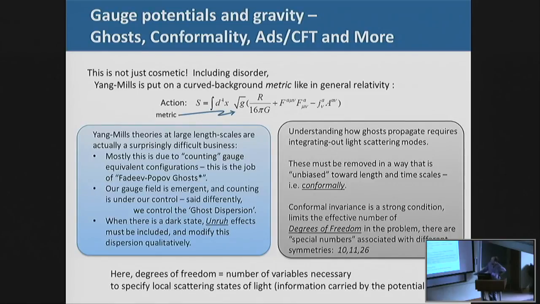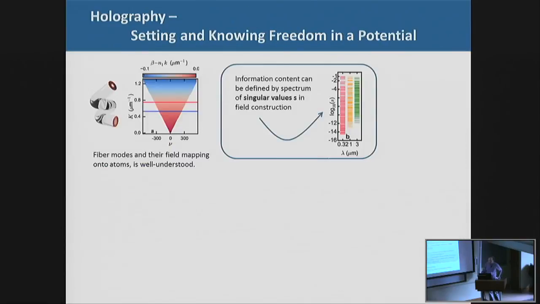Okay, so here we can think that the degrees of freedom, in a certain sense, are the number of variables which are necessary to specify the local scattering states of the light. Okay? And so this is information that we actually provide to the atoms, and it's carried by the potential. Okay, so how can we quantify that?